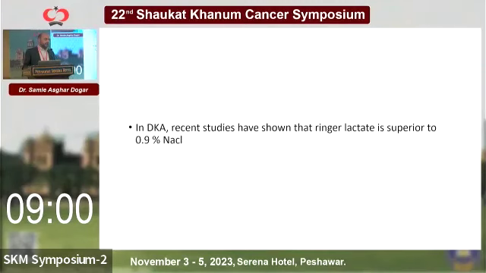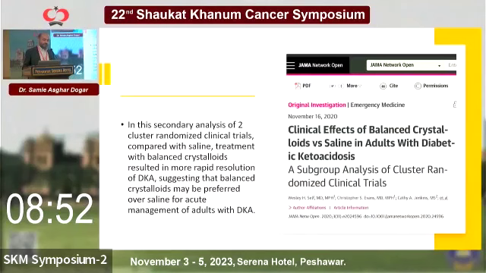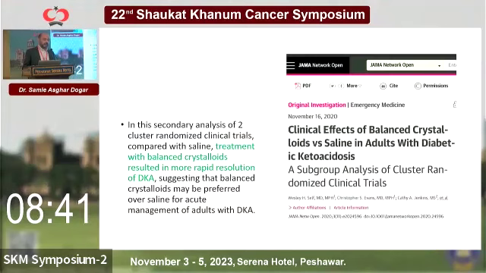However, regarding diabetic ketoacidosis, now the evidence favors balanced crystalloid. They have shown that ringer lactate is superior to normal saline. This is a study in which they evaluated the use of normal saline versus balanced crystalloid in diabetic ketoacidosis, and they found that treatment with balanced crystalloid resulted in more rapid resolution of diabetic ketoacidosis.